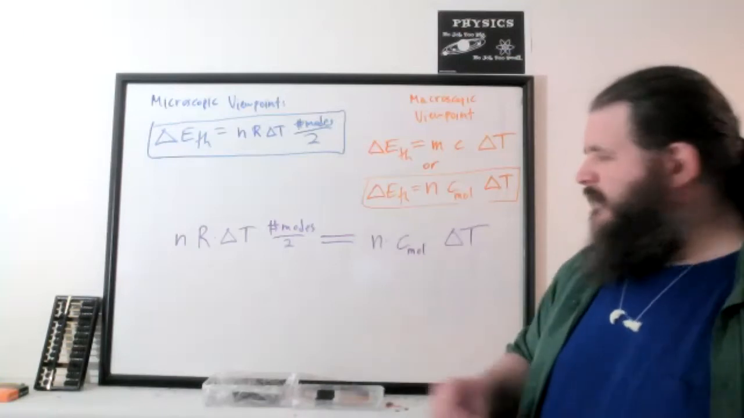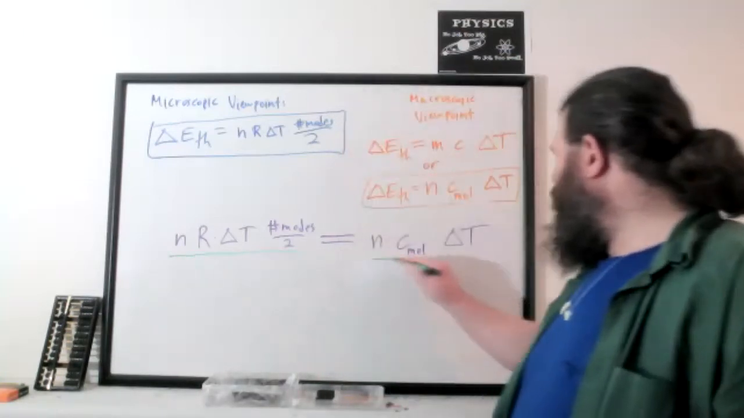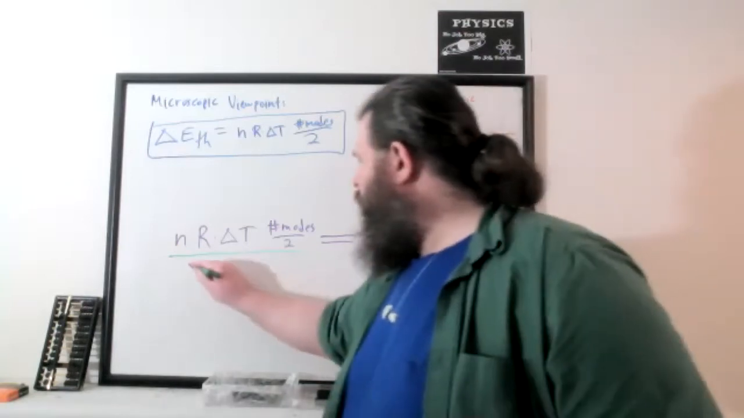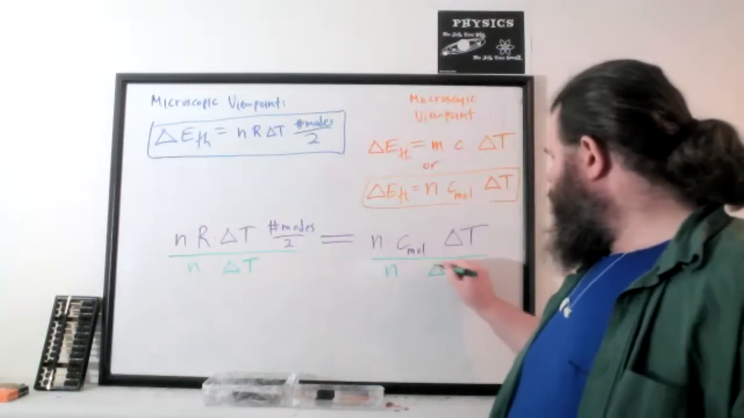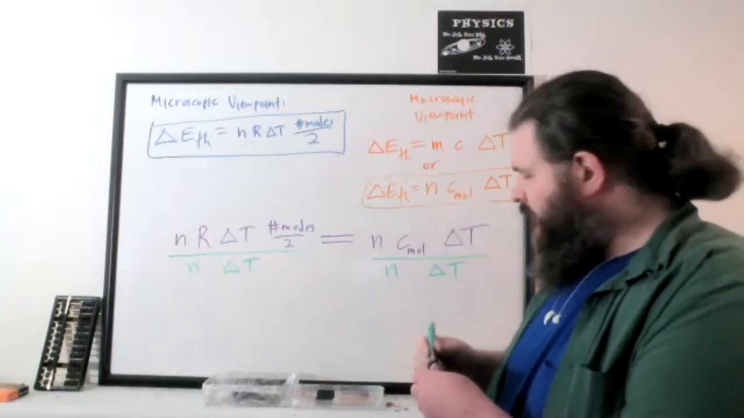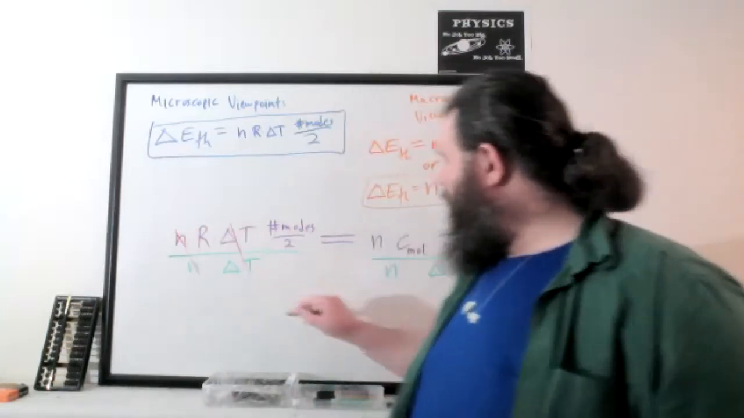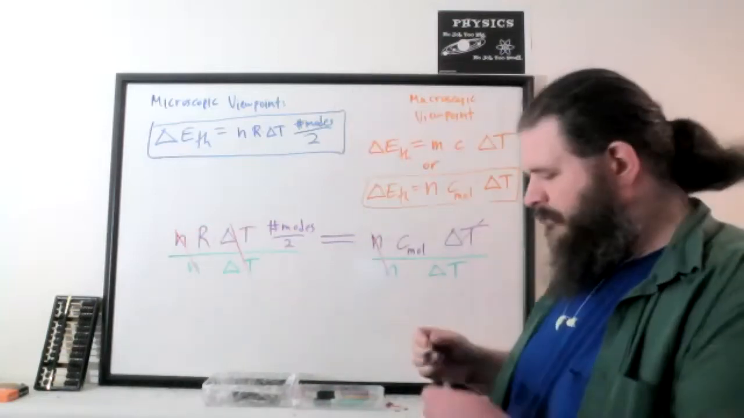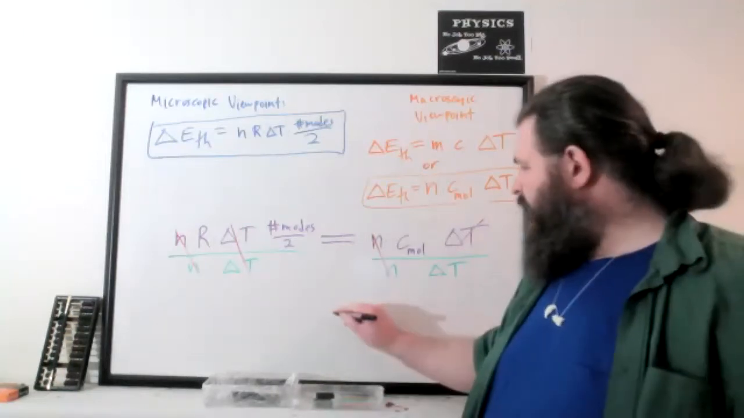Yeah, we have n and delta T on both sides. So if we divide both sides by n, and also divide both sides by delta T, a whole bunch of stuff is going to cancel out. N's cancel out, delta T's cancel out on both sides. And all that's left is molar specific heat.